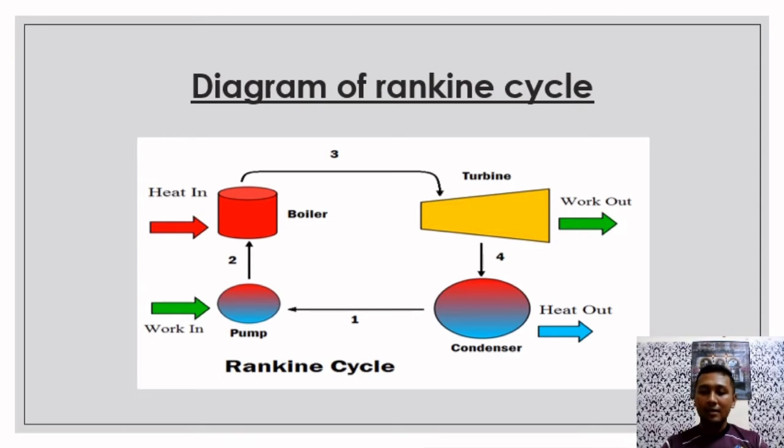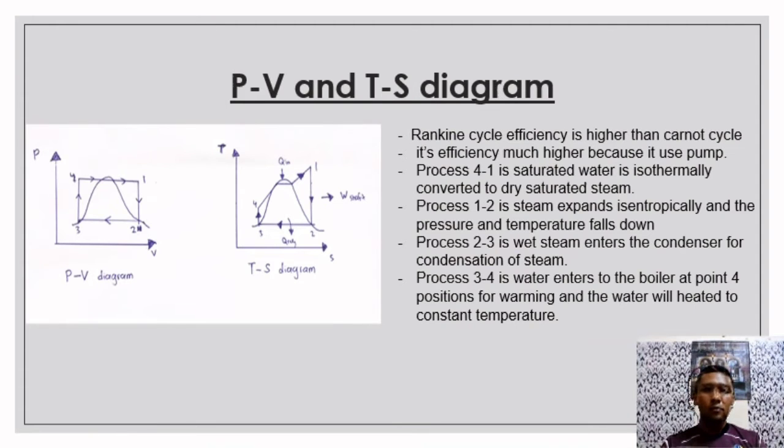And then the waste heat will go to the condenser, and condenser will bring the waste heat into the final heat sink, which is lake or river. And that's the complete diagram of Rankine cycle. And then we go to the PV and TS diagram.